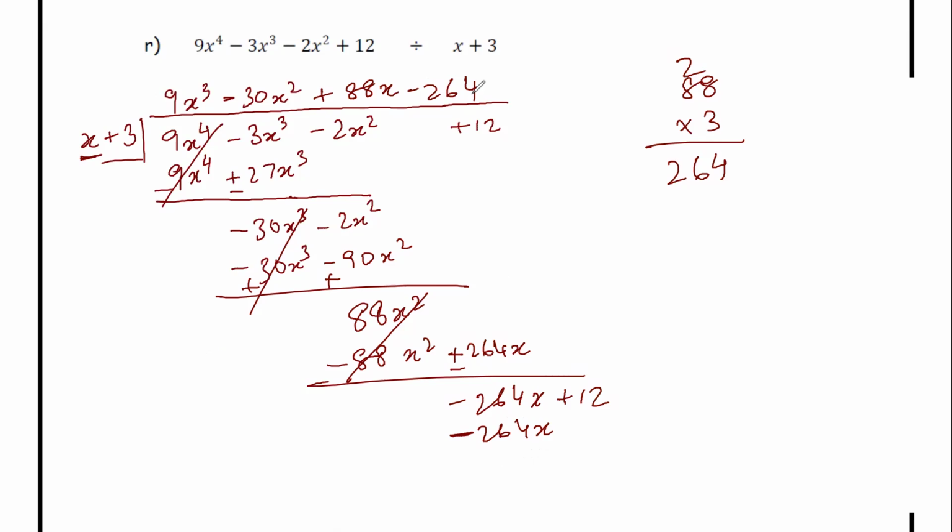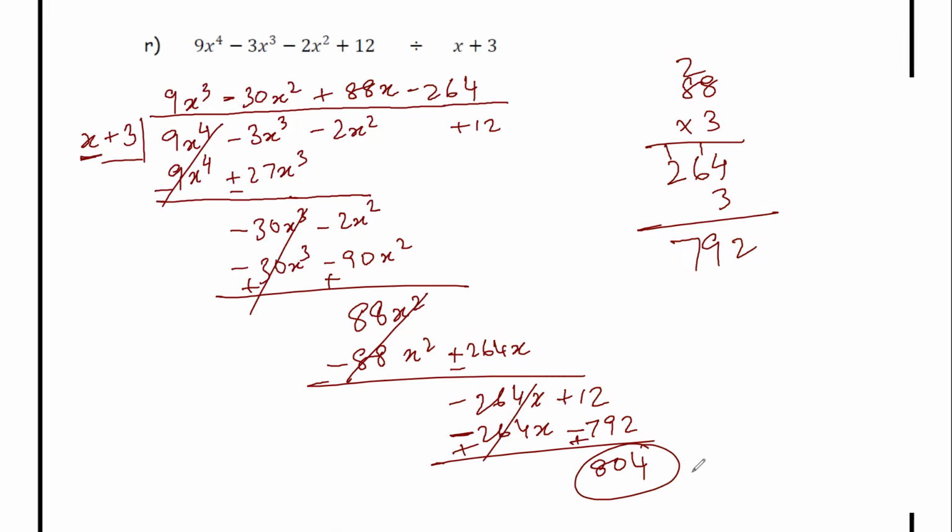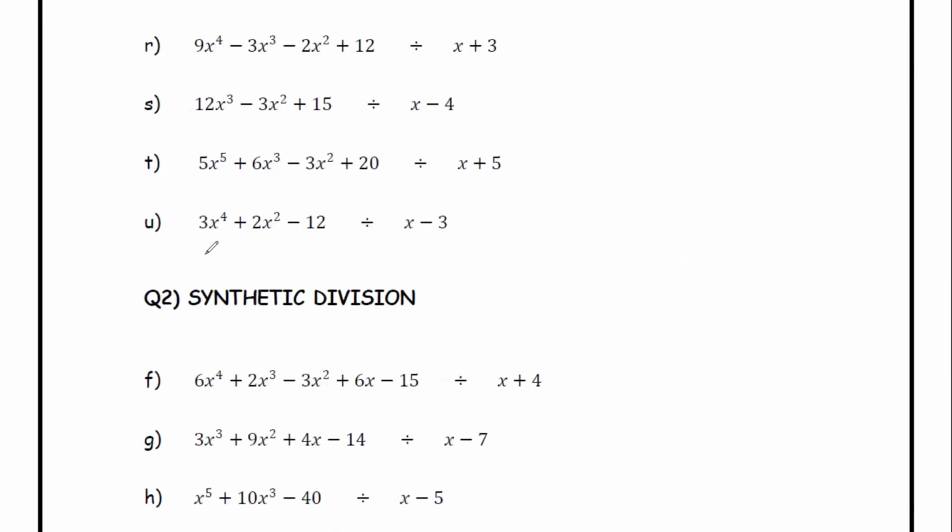So 3 into minus 264. So 3 4s are 12, 18, 19, 3 6s, 792. So I got minus 792. Change the sign. This cancels. And I got 804 positive. That's my remainder. And that's my quotient. Okay, we finished our set.